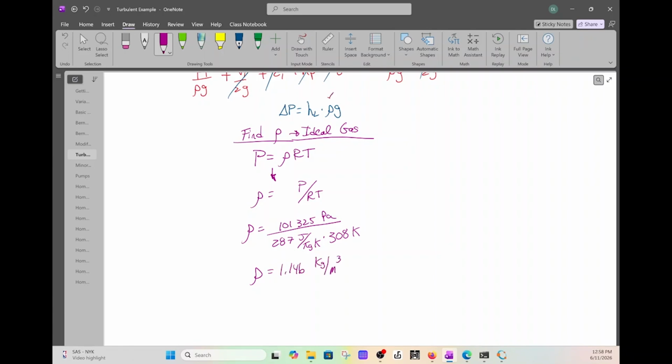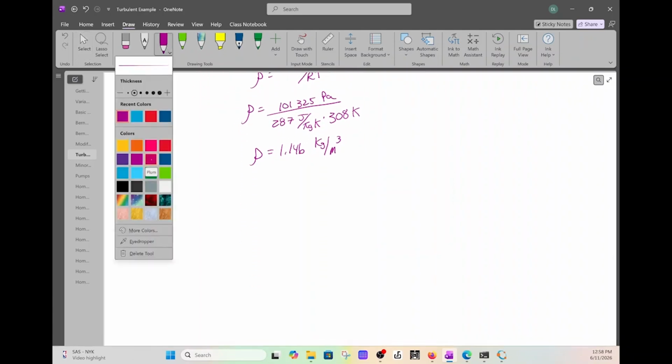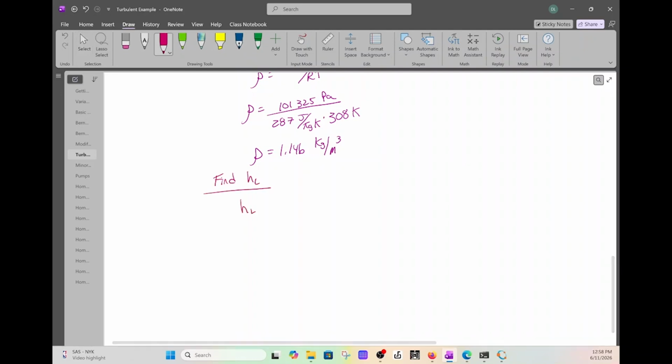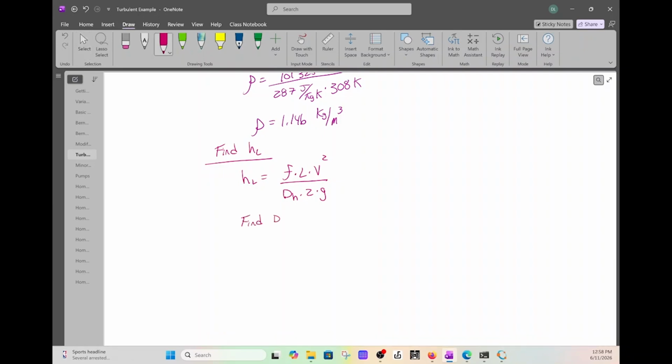Okay, so that's done. We know g. We now need to find HL. So let's scroll down. Find HL. And HL is still the same equation from laminar. This is the Darcy equation: HL equals f times L times V squared over dH times 2 times g. In this, we need to find dH. We need to find a few things.